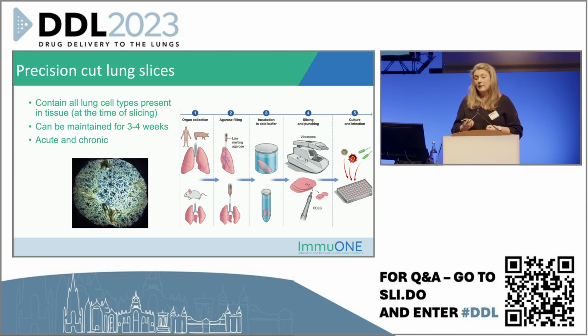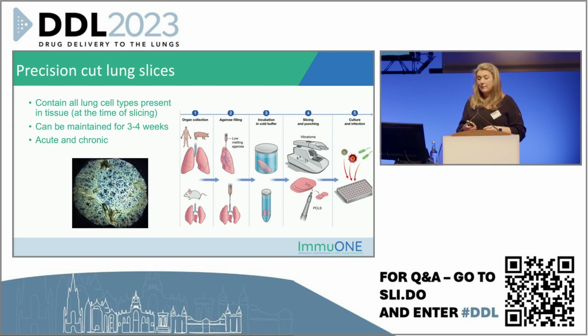So moving away to ex vivo models, precision lung slices are something that have been coined particularly by IIVS in the US. These are lung slices which are cut. The organ is collected, it's filled with agarose, and then it's sliced in very, very thin slices, frozen, and then can be shipped for use. They contain all the different types of lung cells present, so it gives that real idea of the 3D environment of the cells at the time of slicing. They can be maintained for a number of weeks, and can be used to look at acute, or I said chronic, but slightly longer term exposure.